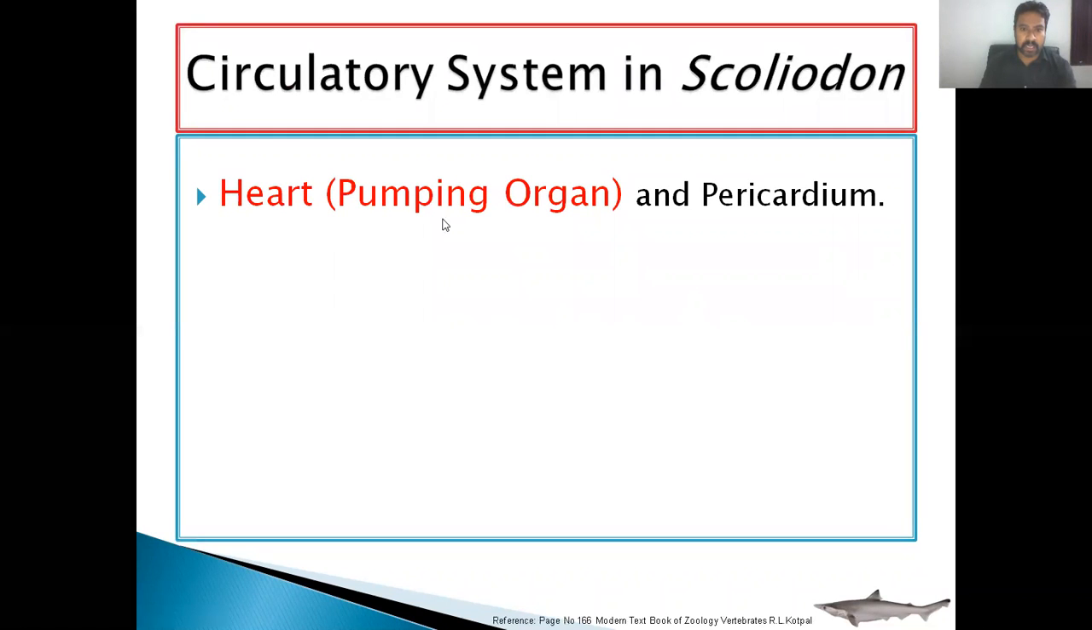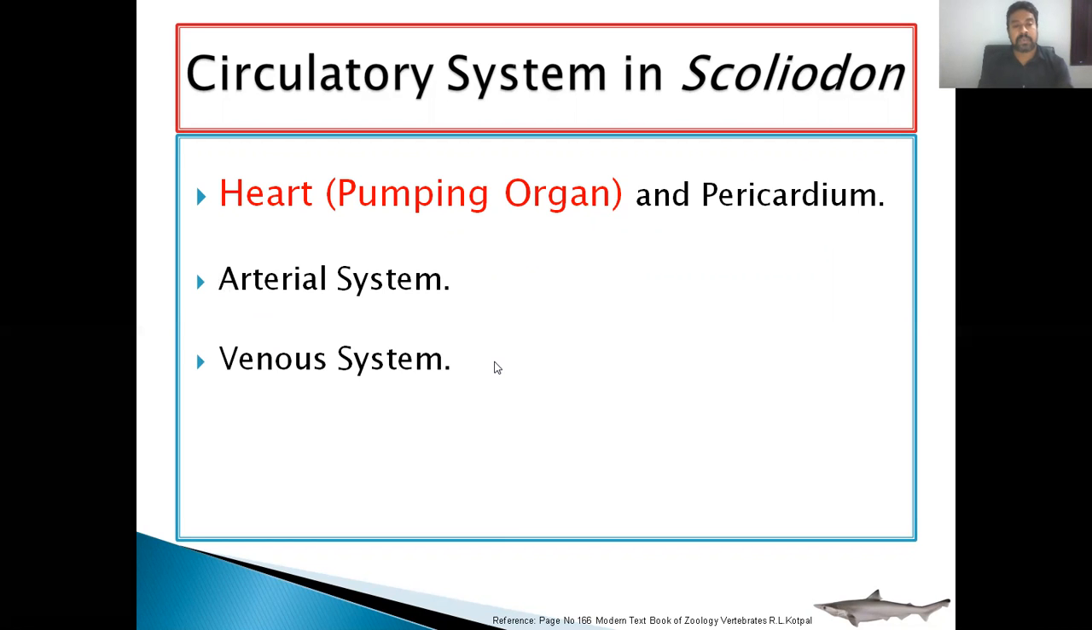The first one is the heart, which we have to deal with in this discussion, that is the external and internal structure of the heart and the working of the heart. The first part is the heart, then the pericardium, which is the covering of the heart, then the arterial system. It is made up of arteries, which are the vessels which supply blood to the organs. The venous system is made up of veins, which collect blood from the organs.